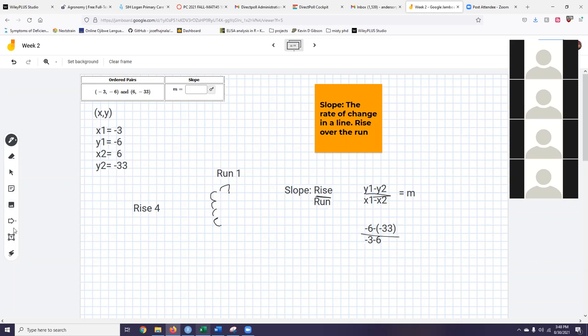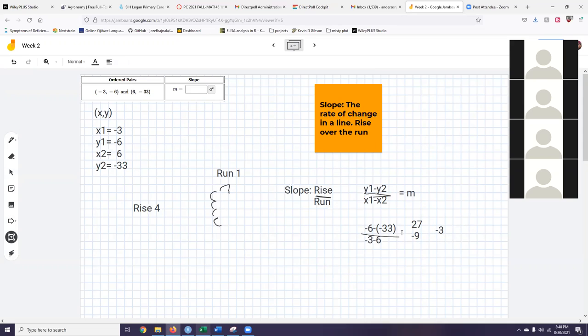So 6 minus -33. When you have a minus a negative number, you're adding. So that's actually -6 plus 33, or 33 minus 6, which is 27. And -3 minus 6 is -9. 27 divided by 9 is 3, or -3. So that is the slope.